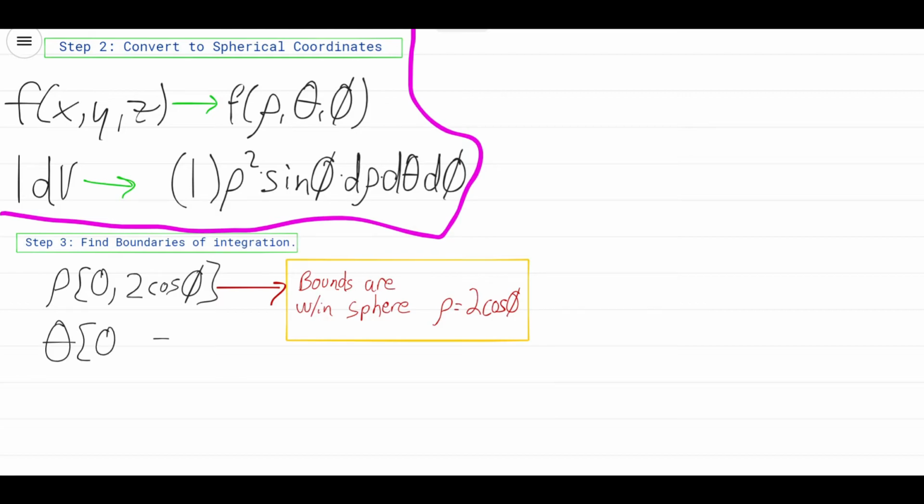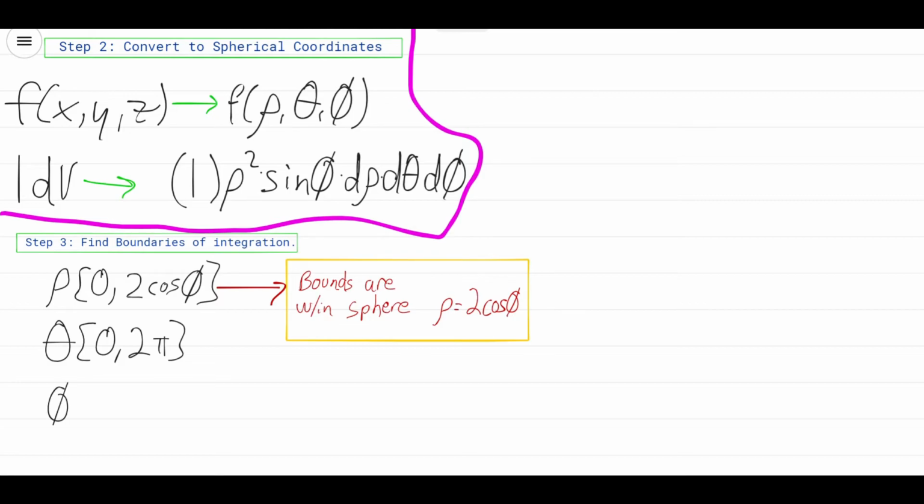So what about theta? Well, theta is just 0 to 2 pi, because it was not explicitly stated otherwise what theta is. It's basically still a circle. So that's why it's 0 to 2 pi.